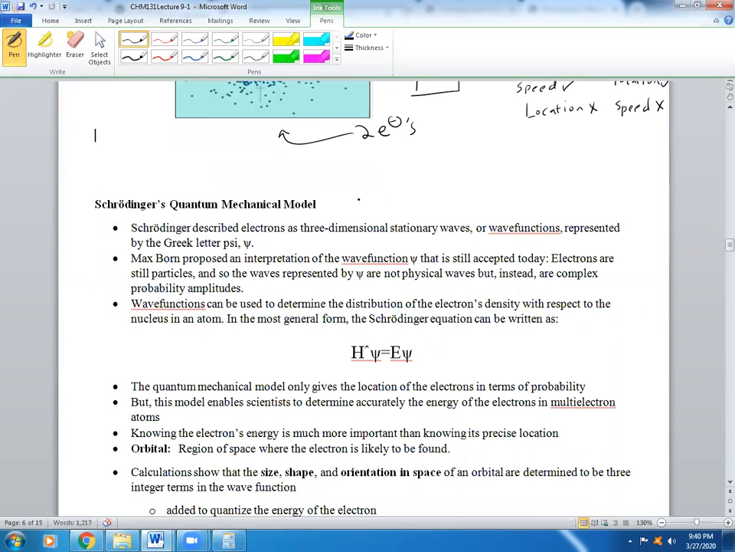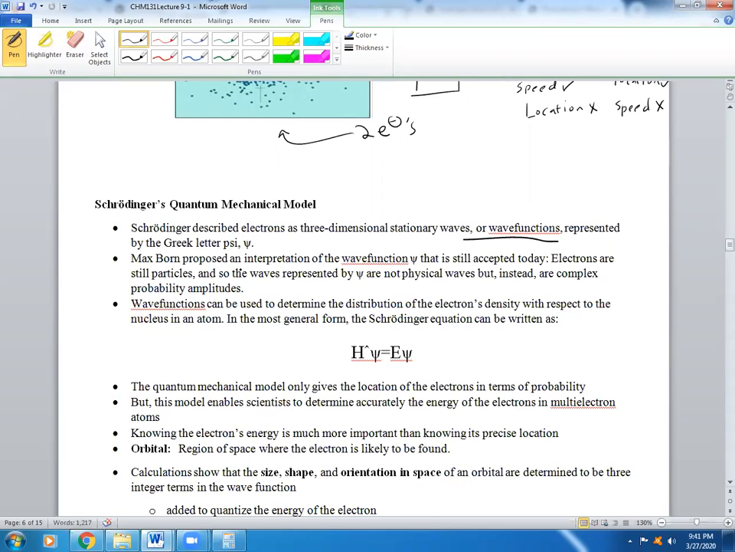So Schrodinger and Heisenberg, all of those physicists are on par with Einstein. He described electrons as three-dimensional stationary waves, or wave functions, represented by the Greek letter psi. This is psi. So he said those are wave functions, because the electron is not only a particle, but it can be a wave too.